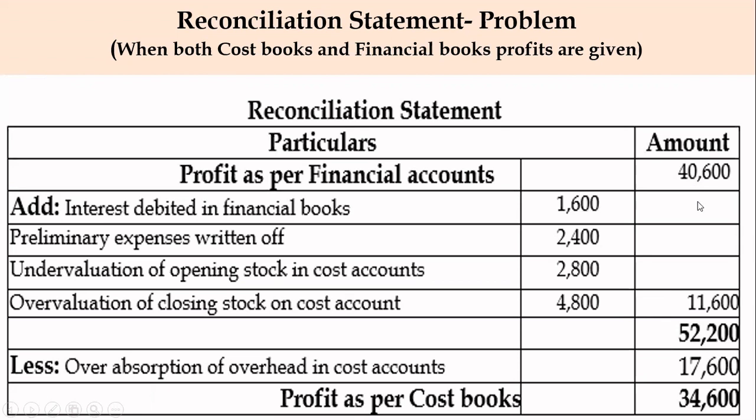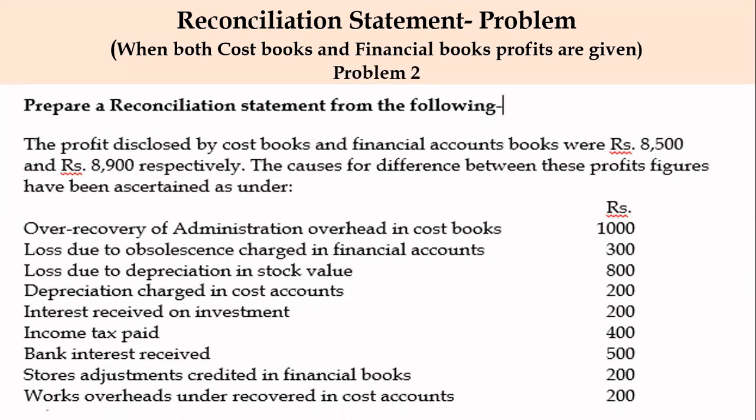It's very easy. When these two profits are given, the answer will be ready in your question itself. So this is how you solve the problem. You can take any one profit as the base. It's left to you. And the next problem is for 15 marks.